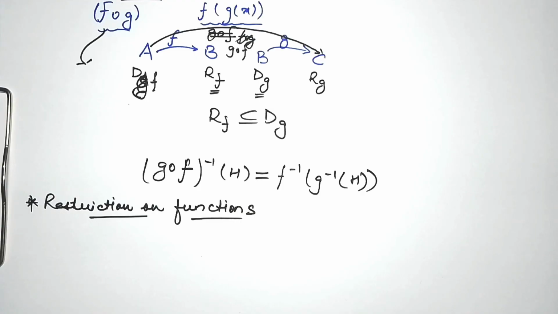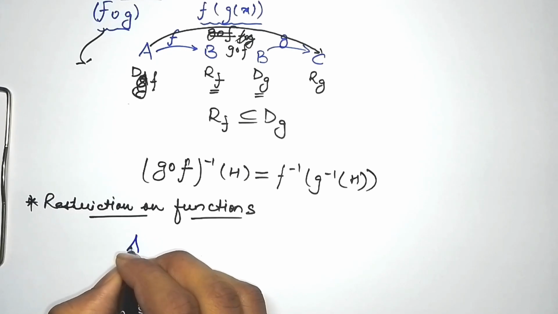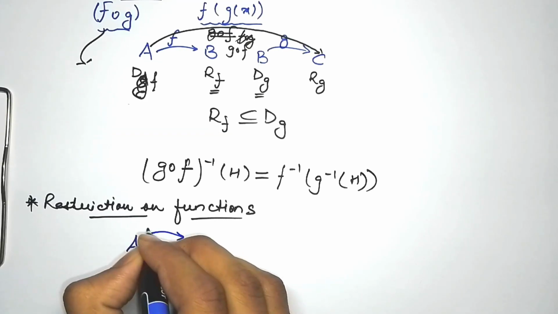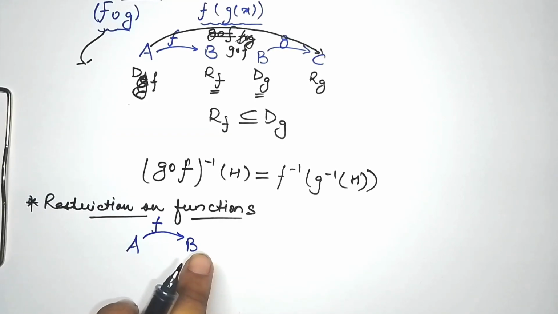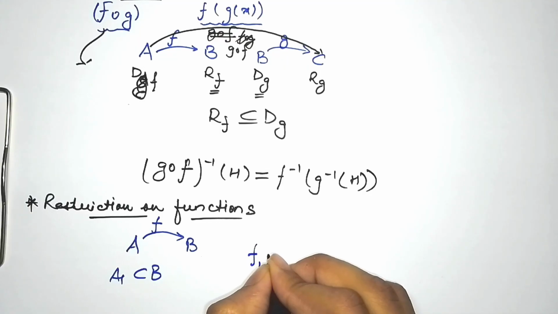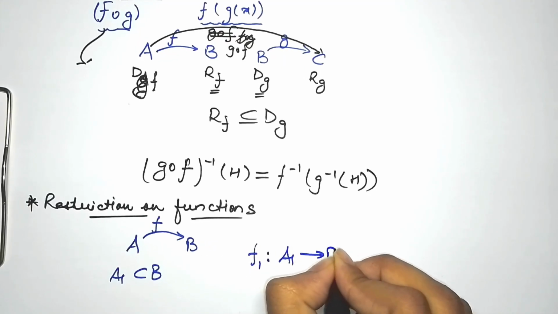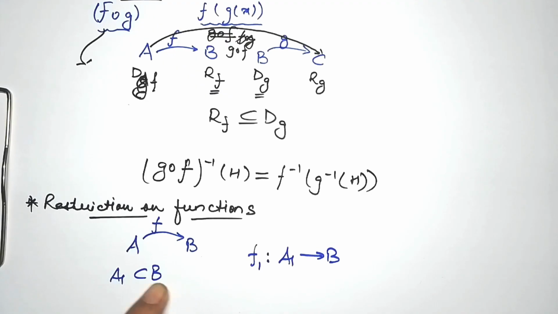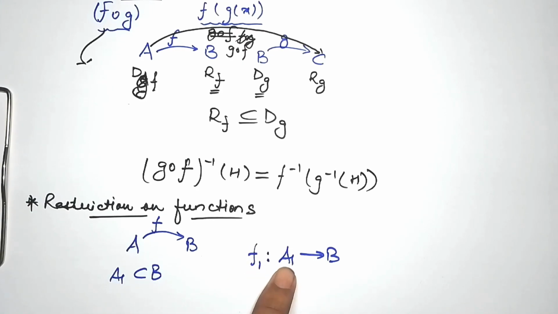So what does restriction mean in terms of functions and real numbers? Suppose you have a function f which is defined from set A to B. Now suppose A1 is a subset of A. Then we can define a function f1 from A1 to B. Think with me: don't you think we can define a function from A1 to B, because A1 is a subset of A, so all the elements in A1 will have an image in B for sure. So we can define a function f1 from A1 to B.